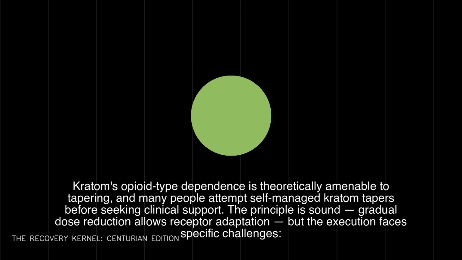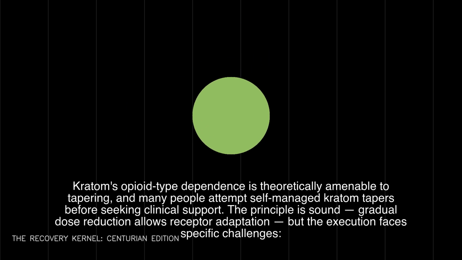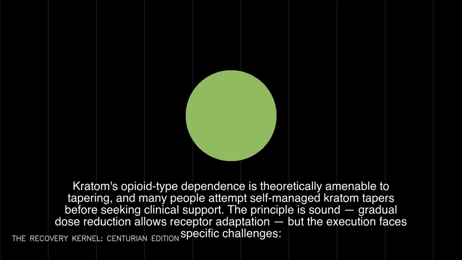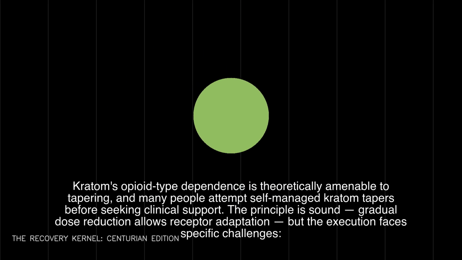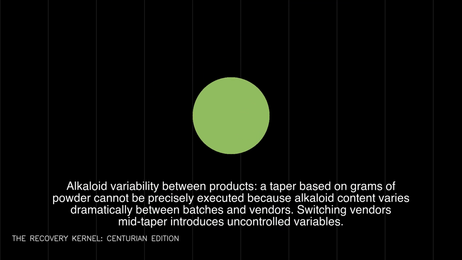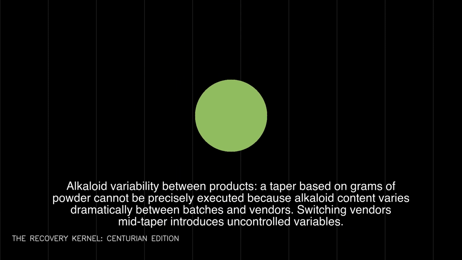Alkaloid variability between products: a taper based on grams of powder cannot be precisely executed because alkaloid content varies dramatically between batches and vendors. Switching vendors mid-taper introduces uncontrolled variables. Dose measurement precision: kratom is typically measured by gram weight, not by alkaloid content. True precision tapering requires consistent product from a consistent source.